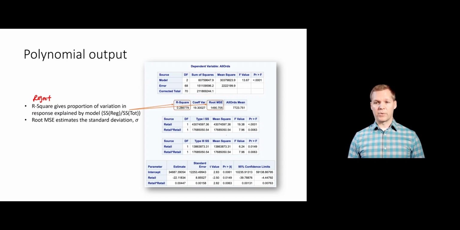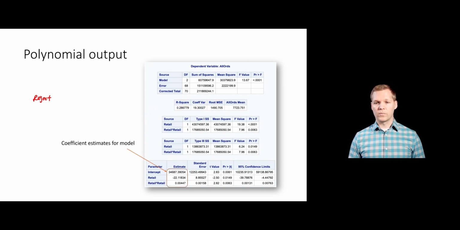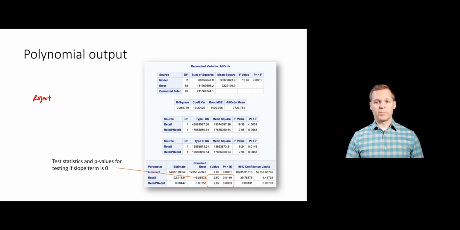Just like before, we have r squared representing the proportion of variation that is accounted for by our model. And then the root MSE is a measure of the variability in the data. Down here at the bottom, we have the actual coefficient estimates that we use to get that curve that we saw plotted on the previous plot. And then we also have p-values to test the slope terms for our different retail and retail squared variables.